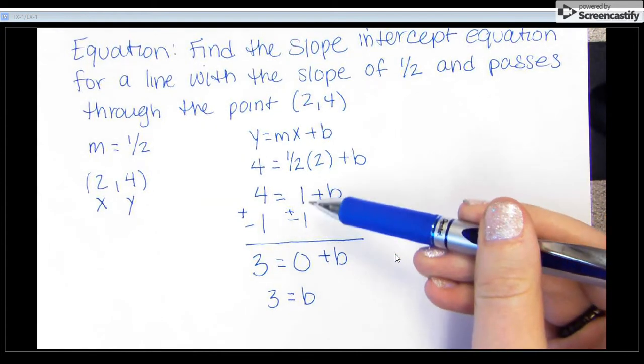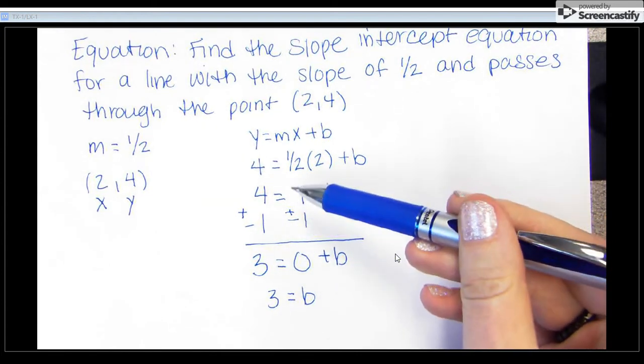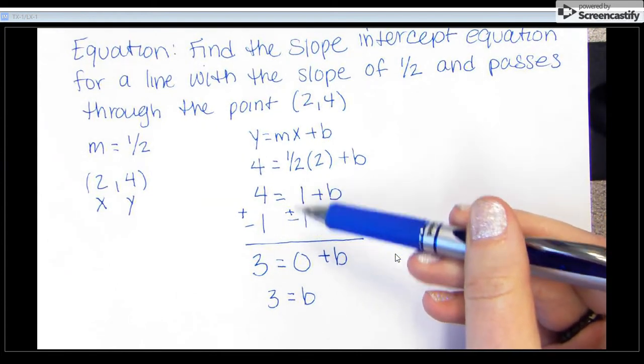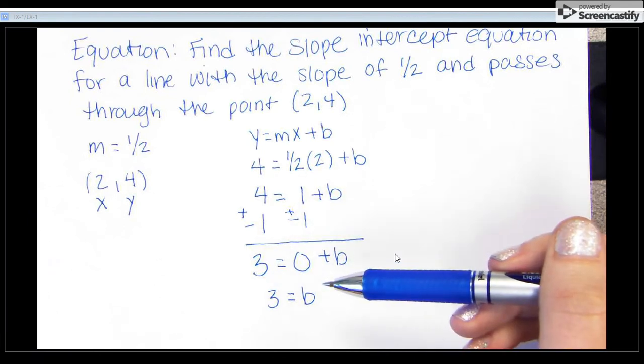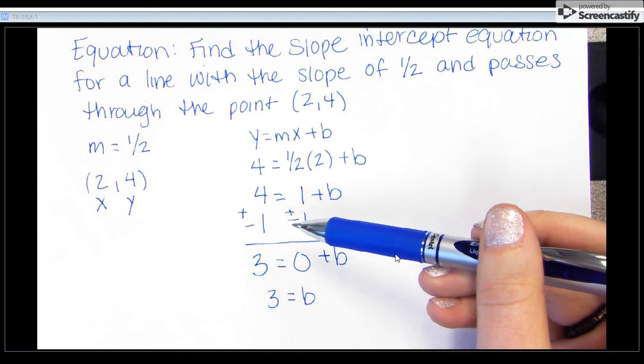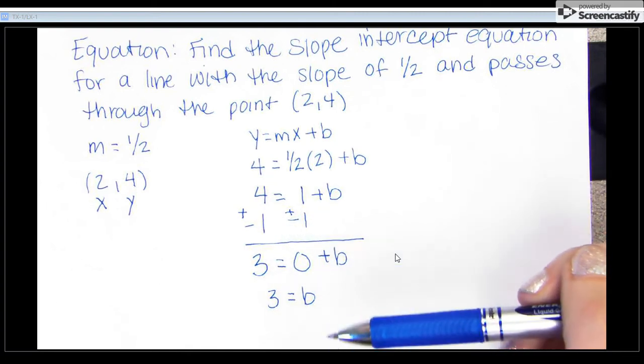In this step right here, I subtracted because my 1 was a positive. If my 1 is a negative, then I'm going to add on both sides.